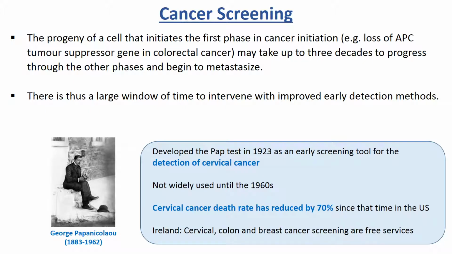Screening of the general population or defined cohorts, such as people of a certain age group, is therefore used to detect the presence of abnormalities such as benign tumours and indeed early stages of cancer, often before symptoms begin. The origins of cancer screening can be traced back to 1923 when George Papanicolaou developed the PAP test as an early screening tool for the detection of cervical cancer. It was not widely used until the 1960s. However, since its adoption as a screening tool, cervical cancer death rate has reduced by about 70% in the USA. In Ireland, there are a few cancer screening services in place to detect cervical, colon and breast cancer.